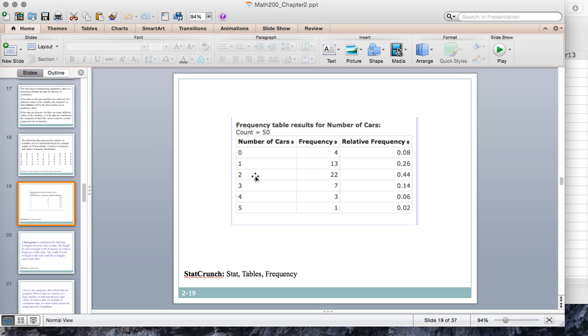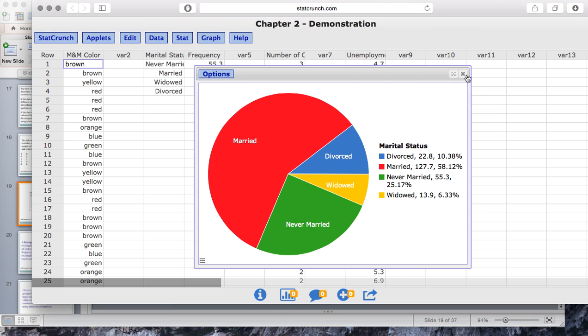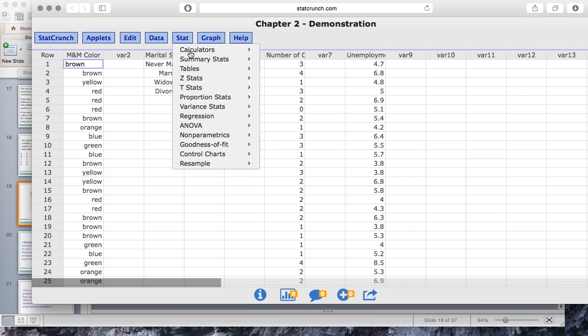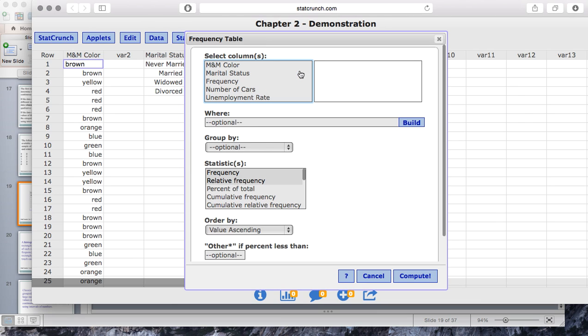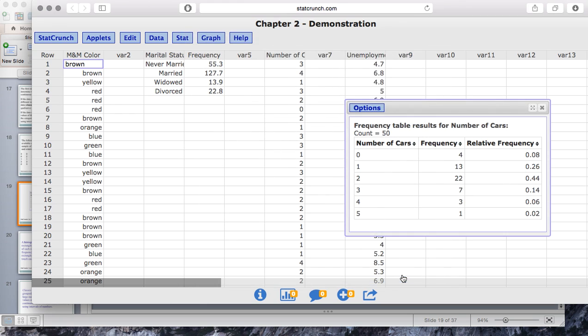In order to do this, it's the exact same way that we did our M&M color frequency and relative frequency. That's just going to be Stat, Tables, Frequency. So Stat, Tables, Frequency, I want the number of cars data, and I want frequency and relative frequency, which hopefully you can tell are shaded a darker gray. That means they're already highlighted. And if you do compute, it gives you the values here, 0, 1, 2, 3, 4, and 5.